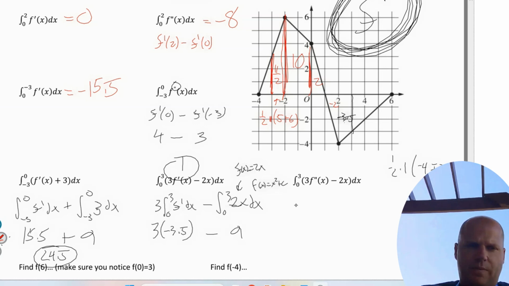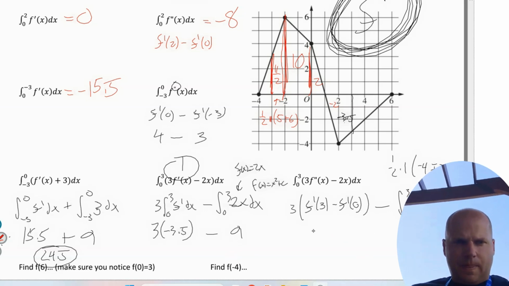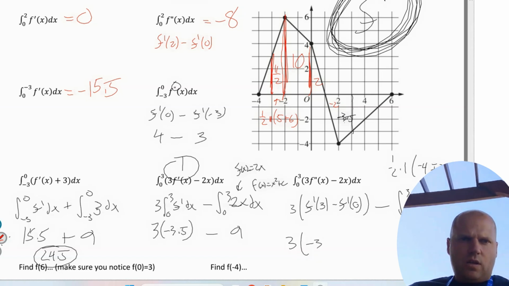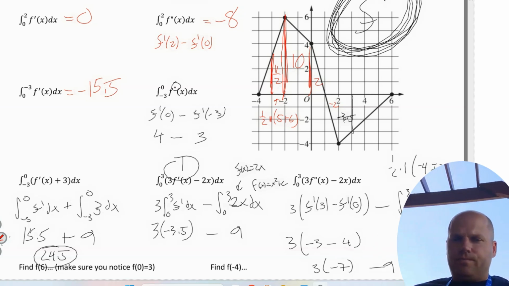Cool. This would be the same thing. And then I'd pull out the 3. I'd have f prime of 3 minus f prime of 0. And then I would subtract the accumulation of 2x from 0 to 3, which I did, which is 9. So f prime of 3 is negative 3. F prime of 0 is 4, so I'm subtracting 7. And then this was 9. So I get negative 30.